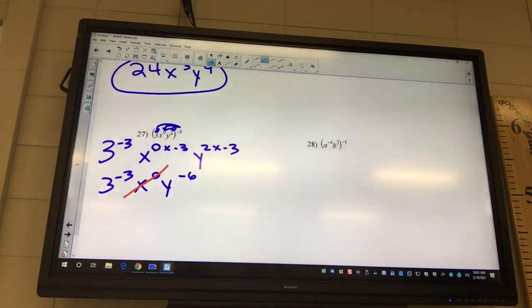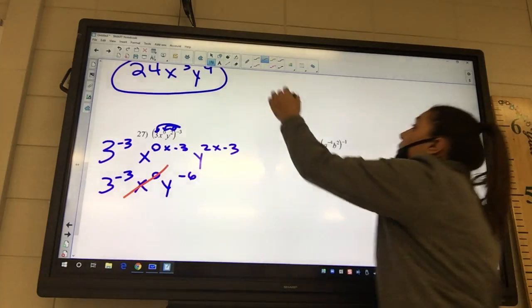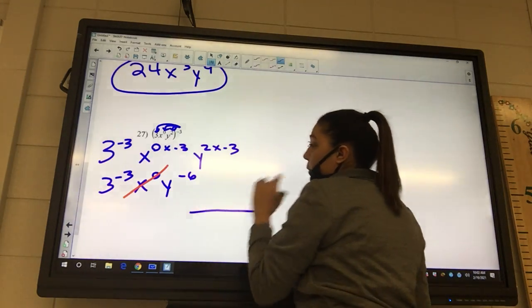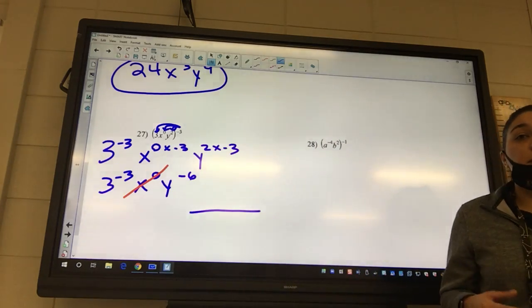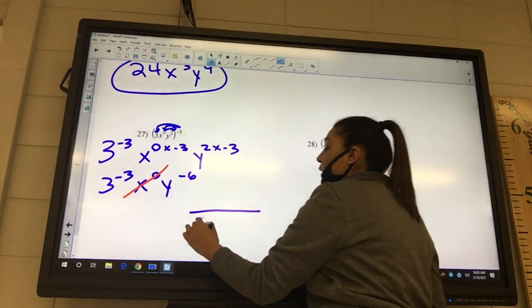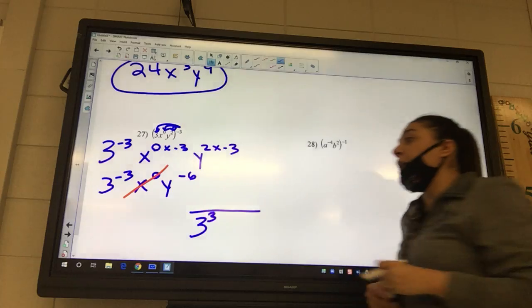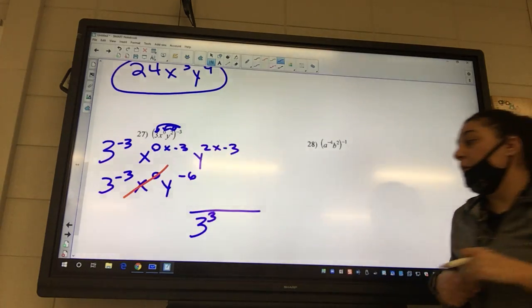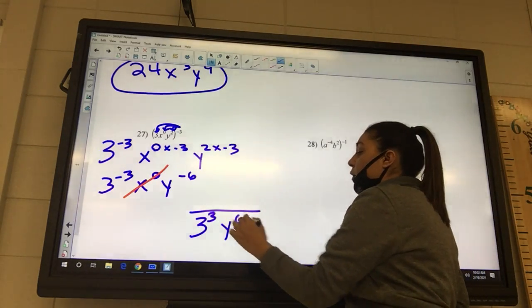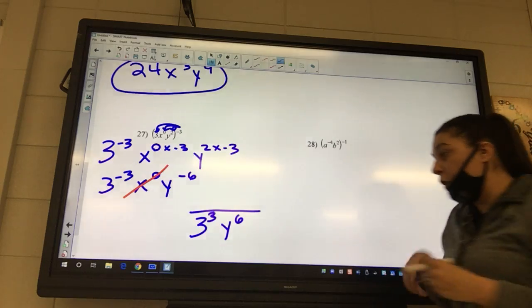Okay, so we got negatives in there. Where do negatives go? The bottom. So draw your little fraction bar. 3 to the negative 3, where's that going to go? Bottom. And it's going to become a positive. Y to the negative 6, bottom. And it's going to become a positive. What goes on top? 1.